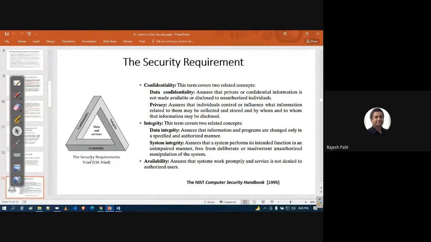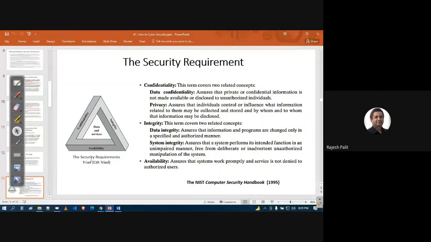Confidentiality means assuring that private or confidential information is not made available or disclosed to unauthorized individuals. If some information is public, that is fine. But if somebody wants to make some data or information confidential, then it must not be disclosed to unauthorized individuals. So that is data confidentiality, or data secrecy.